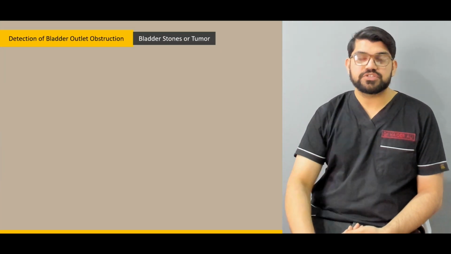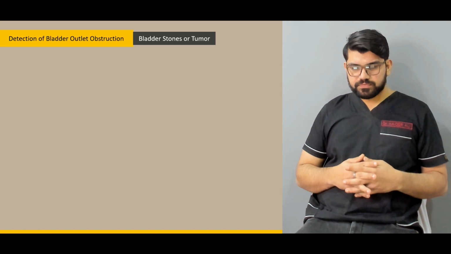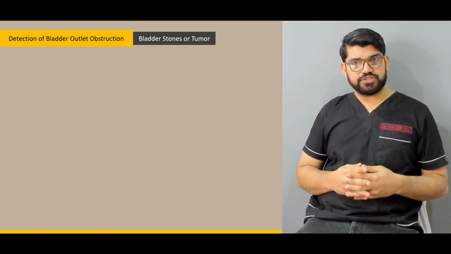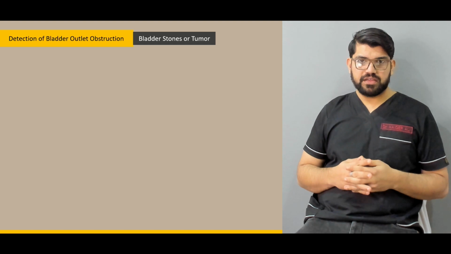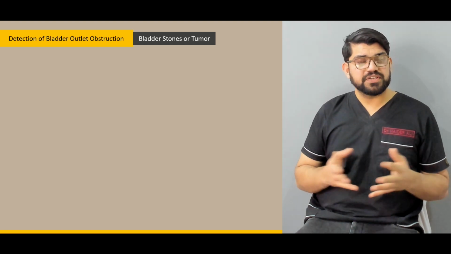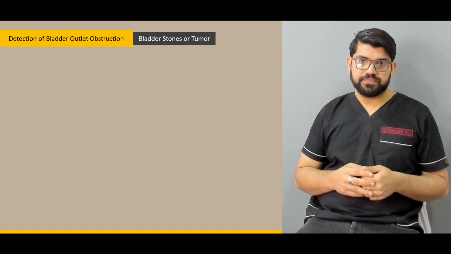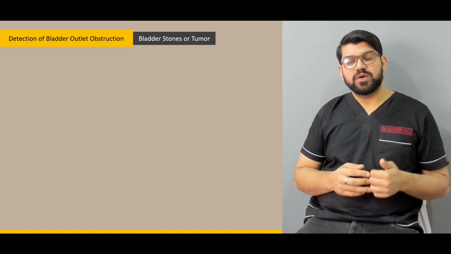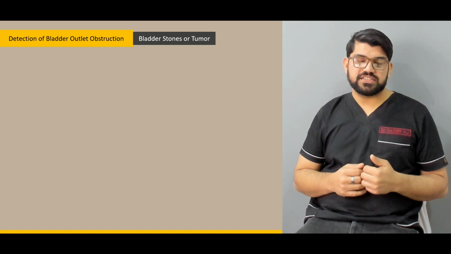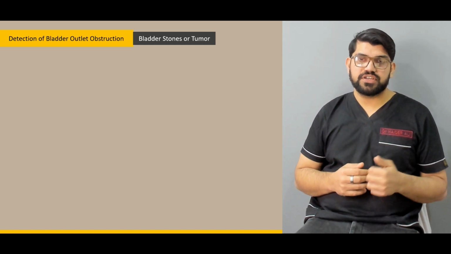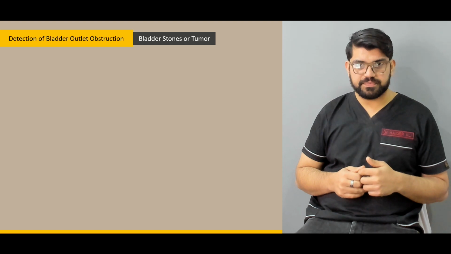Moving on to bladder stones and tumor. A young patient comes to you with a history of flank pain with no urinary symptoms. You go for a urine dipstick and you see hematuria. You order a CT scan. What do you see? There is a likely chance to see a stone in the renal tract system.